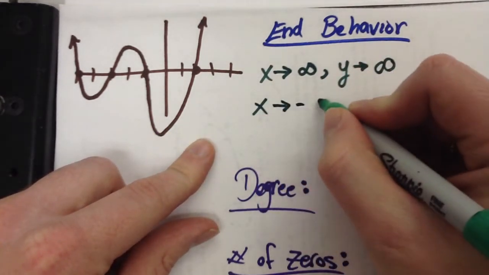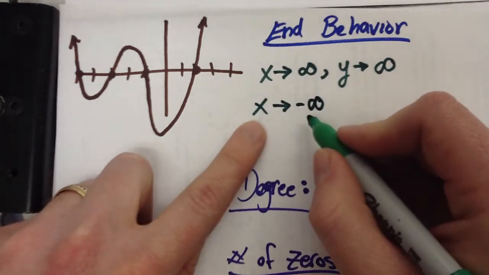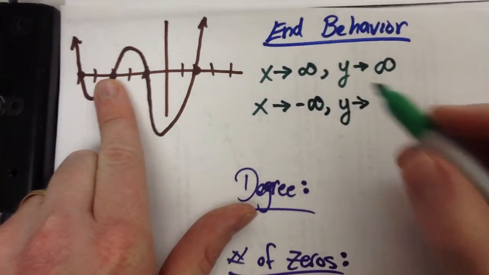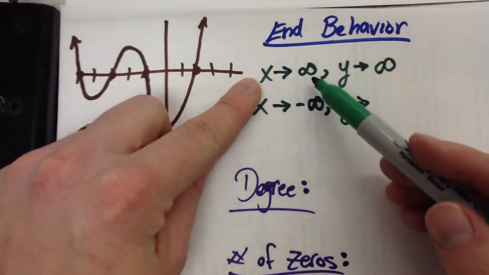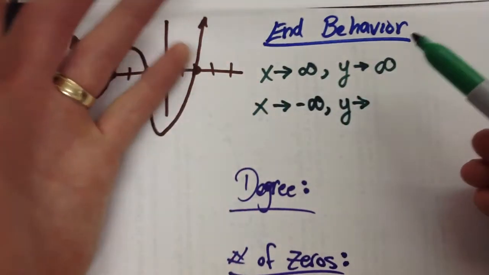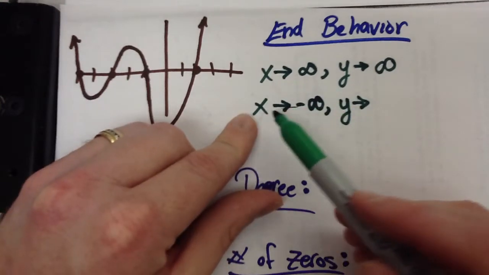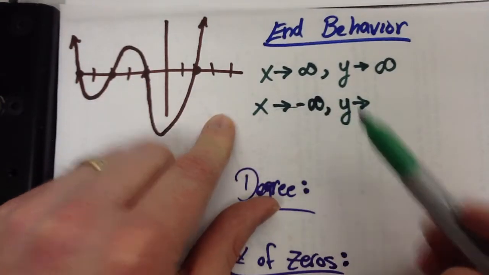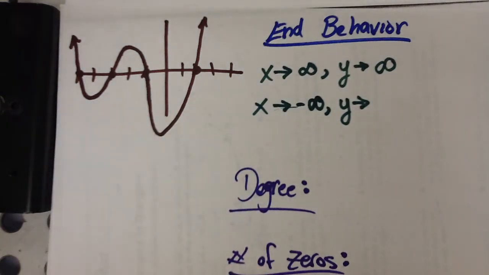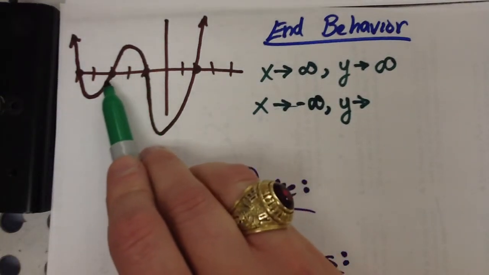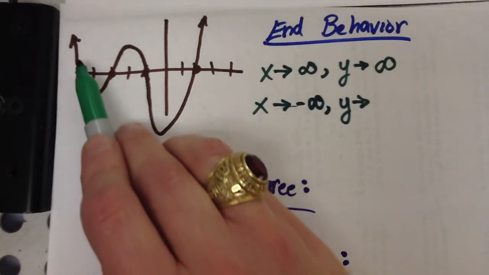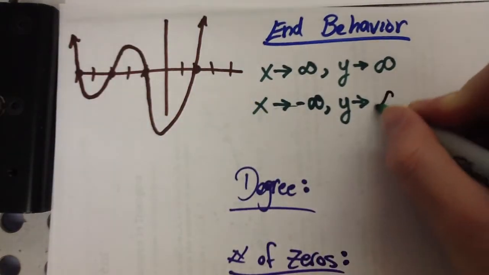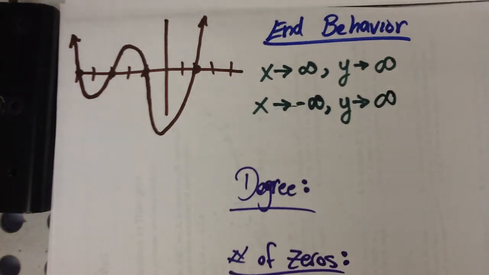Second part of that is what happens if we go left, or in other words, to negative infinity. What does y do? So it always starts as x approaches infinity, y does whatever. And then as x approaches negative infinity, or we go left, then y does, and that's what you fill in. So what happens as we go left? Well, we follow this thing to the left, and we start going up, and no matter how far this way I go, I keep going up. In this case, it's infinity again.